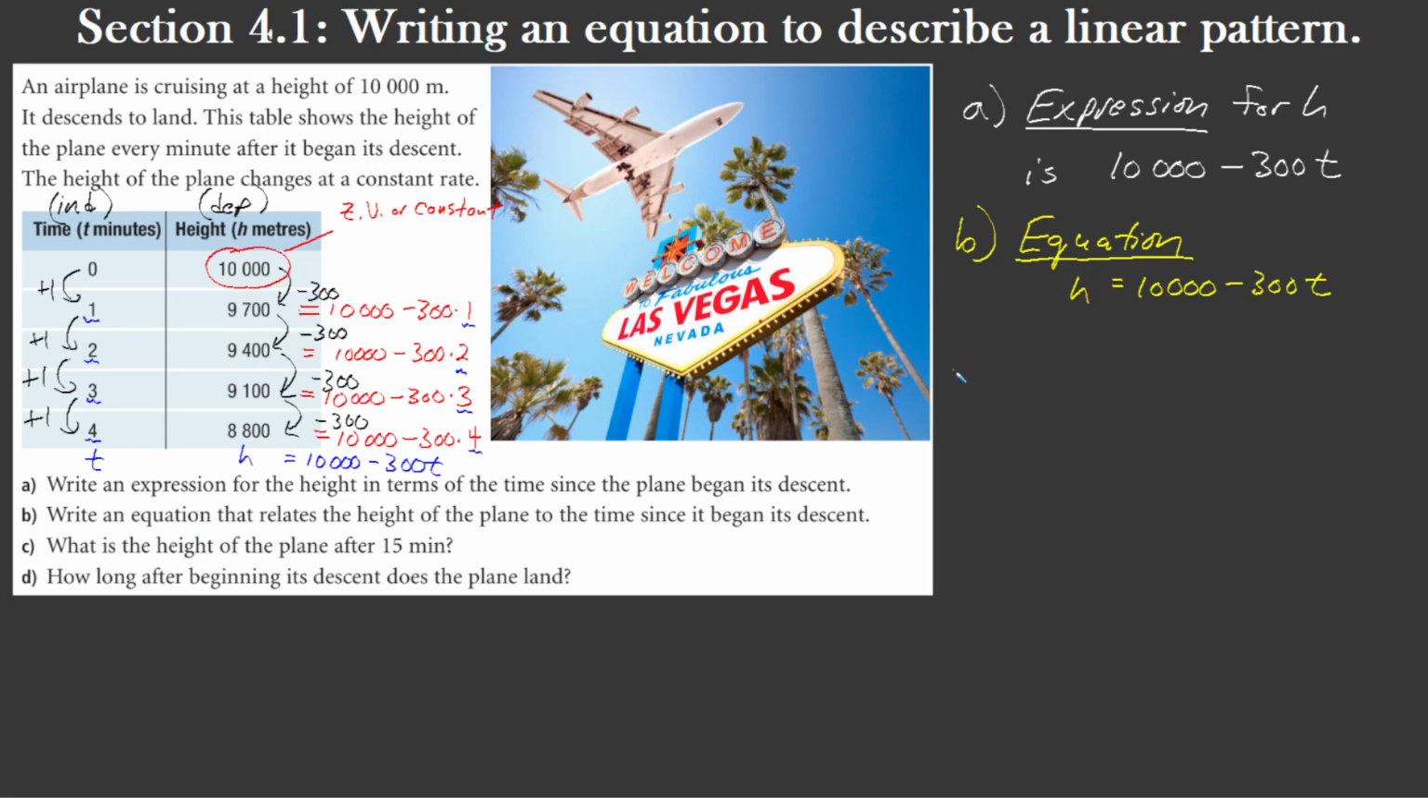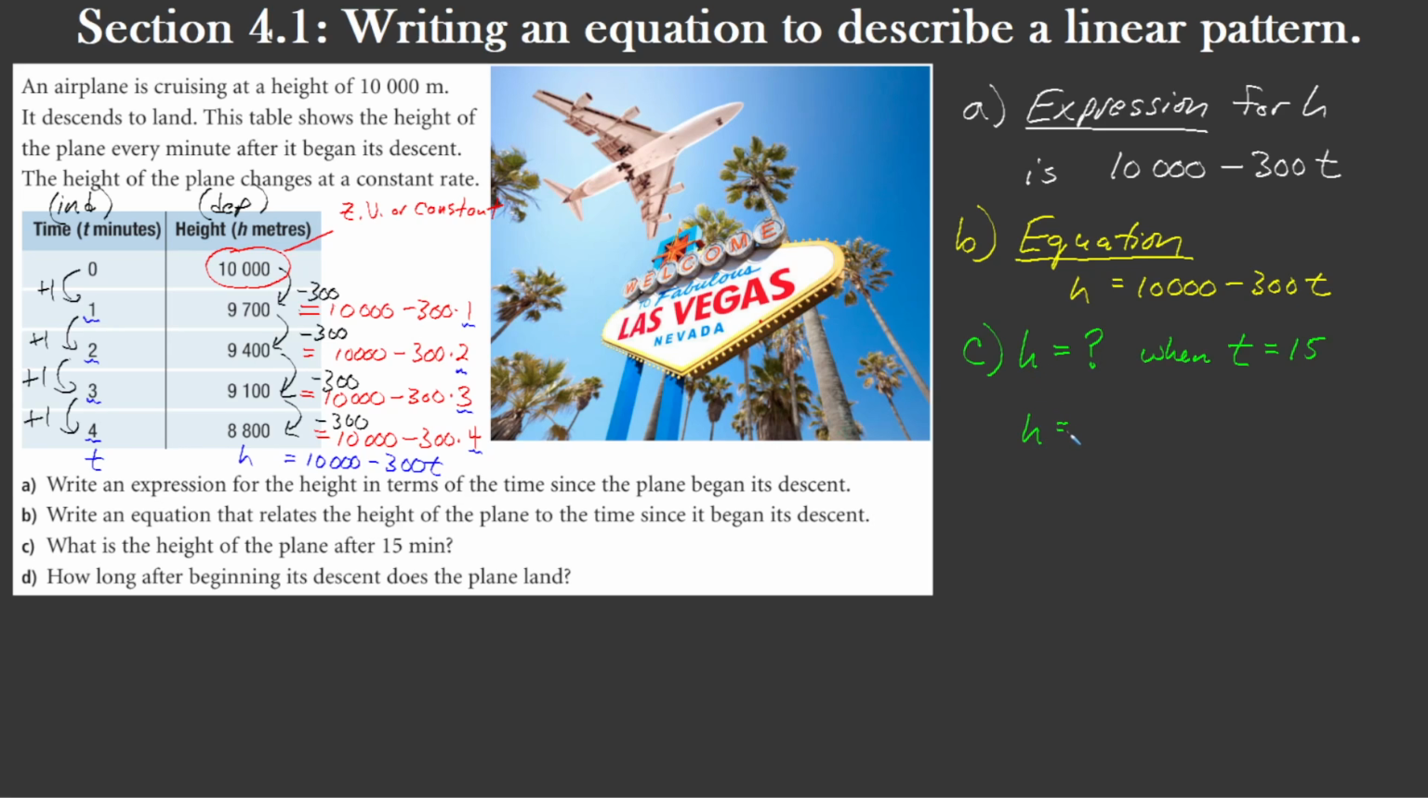So in question C, they have told us that the height is what we're looking for. We want to know what the height is. After 15 minutes. So that means when t equals 15. All right, so we're going to use our equation to determine the height.